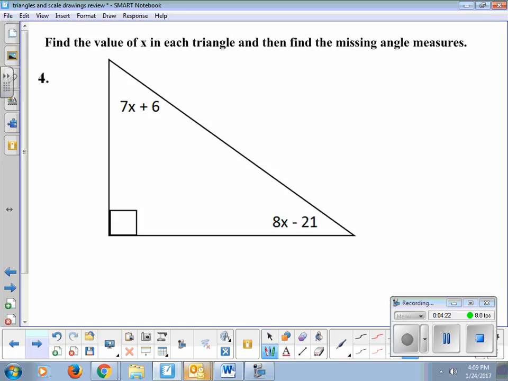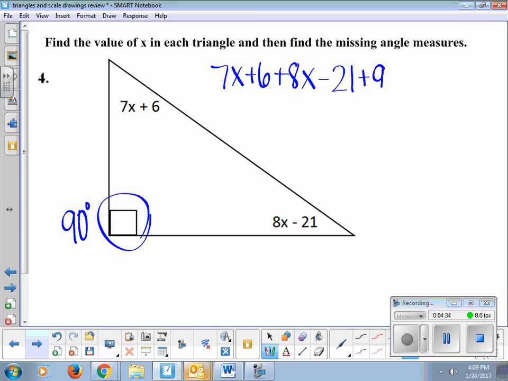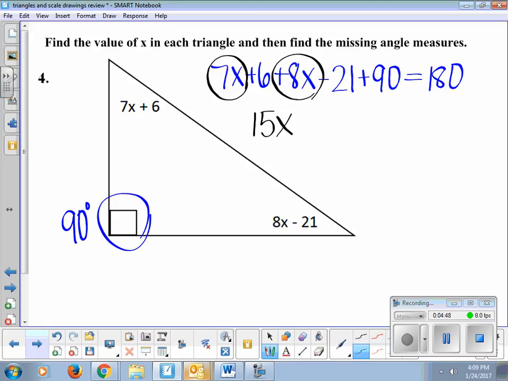Okay, for this triangle, we have a right angle, and a right angle is 90 degrees. We need to make sure that we add all three angles. So 7x plus 6 plus 8x minus 21 plus 90 equals 180. We can combine like terms. When you combine like terms, we have 7x plus 8x, which gives us 15x. And we have a positive 6 minus 21 plus 90. If you add 90 and 6 together first, you get 96, and then subtract 21 gives us a positive 75.